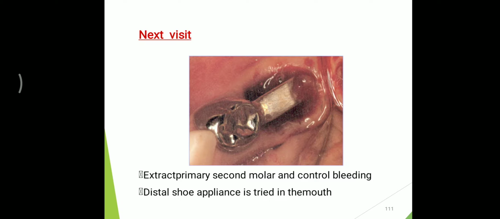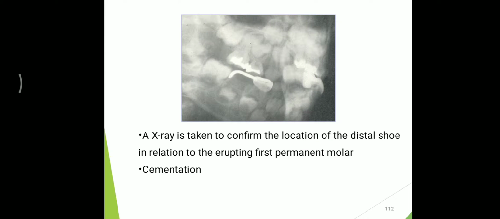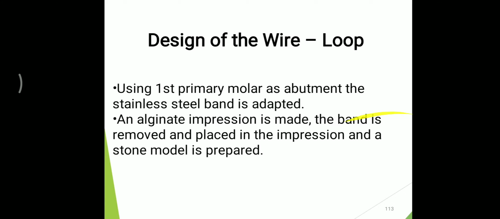At the next visit, extract the primary second molar and control bleeding. The distal shoe appliance is tried in the mouth, and an X-ray is taken to confirm the location of the distal shoe in relation to the erupting first permanent molar, followed by cementation.